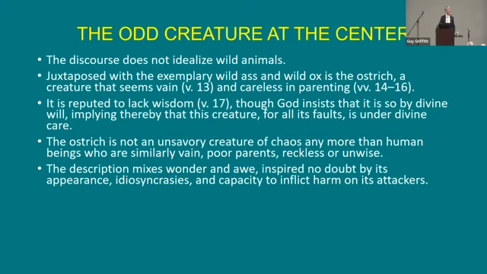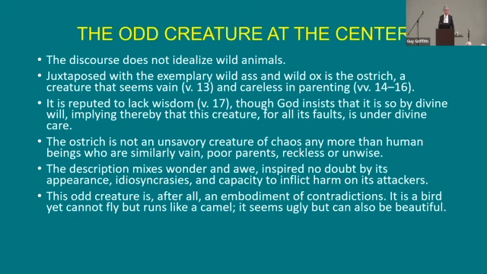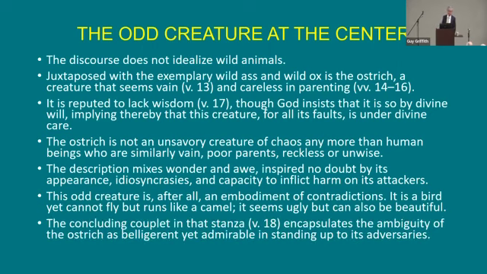even though it's one of the most hunted creatures in the region. The odd creature is, after all, an embodiment of contradiction. It's a bird but cannot fly, but runs like a camel. In fact, the Latin term for it is ostrich camel. It runs like a camel. It seems ugly, it seems goofy, it seems stupid, right? But it can also be beautiful. The concluding couplet of this stanza, verse 18, encapsulates the ambiguity of the ostrich. It's belligerent, yet admirable. It stands up to the horse and the hunter.